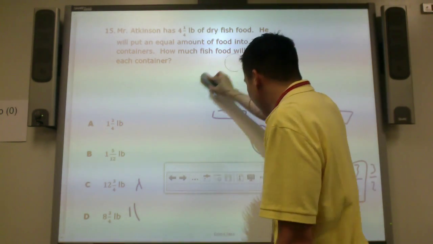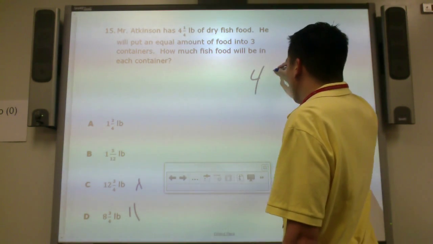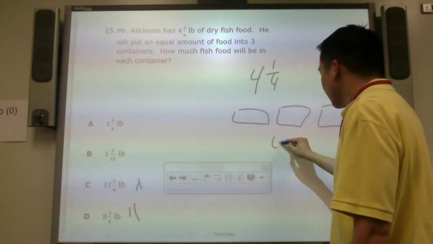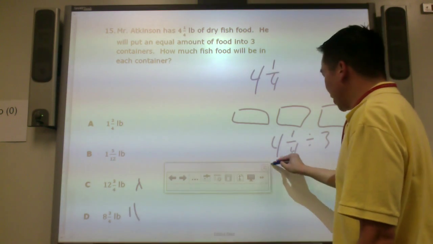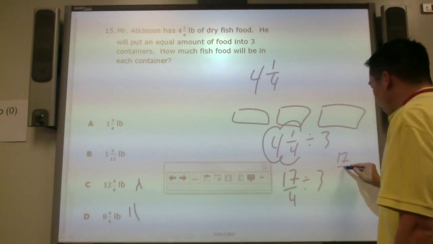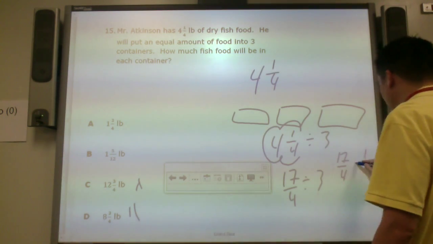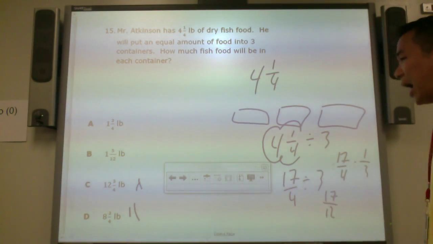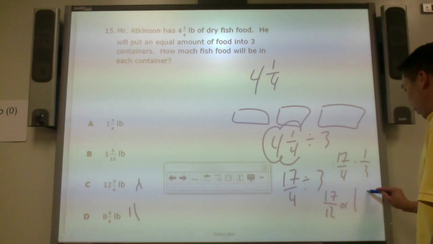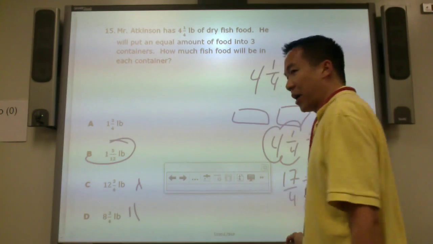So you know what? I'm going to redo this. Because I was looking at my answer choice and said, I don't see it there. So it's 4 1/4. I am going to divide it into 3 groups. So I'm going to change this into an improper fraction, 17/4. So 17/4. What is the reciprocal of 3? 1/3. That's 17/12. How many groups of 12 go in 17? 1. So it's either A or B. 1 and 5/12. So B is the answer. Luckily, I went back to check my work.